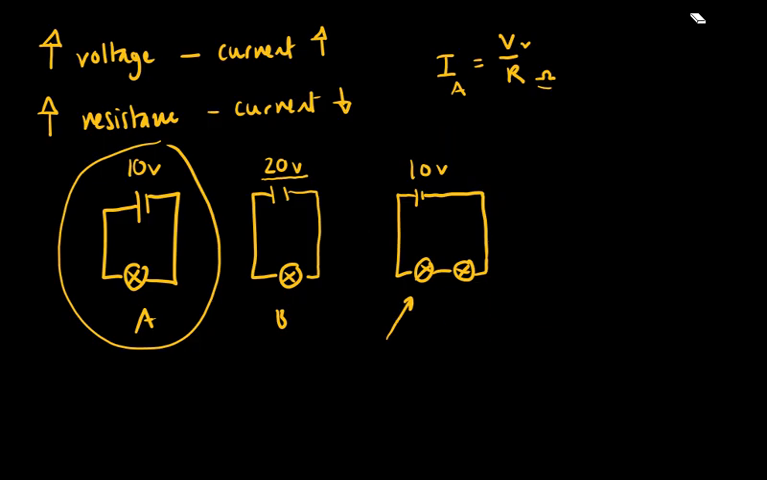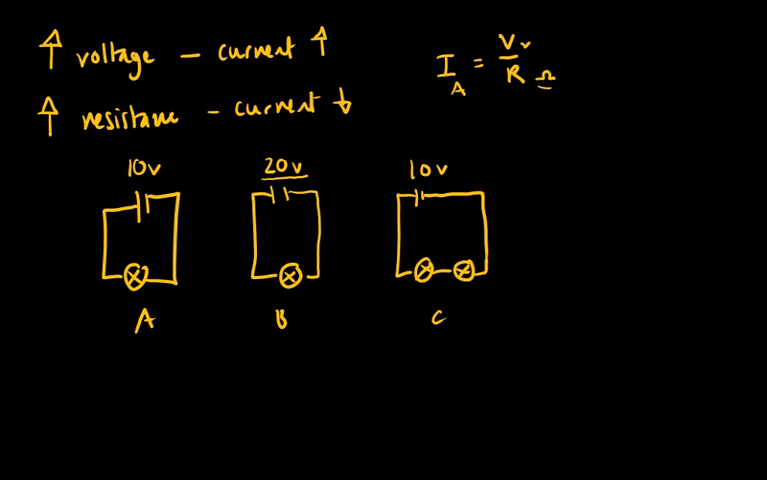Okay, so if we were to use this equation here to calculate the current present in those three circuits, pause the video, and if I was to tell you, sorry, this has 2 ohms, pause the video and have a go, see if you can calculate the current of each circuit.